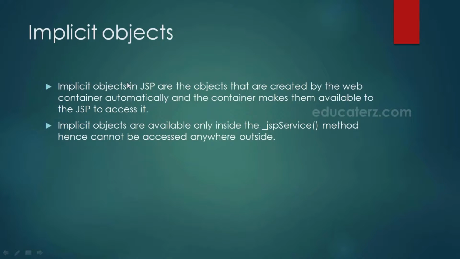And we have implicit objects in every JSP page. There are basically 9 implicit objects. Implicit objects are created by the web container automatically, and the container makes them available to every JSP to access. These objects are available only inside the JSP service method, so they cannot be accessed anywhere outside.